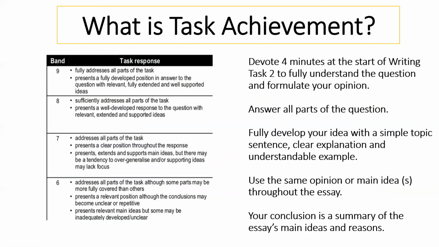So wrapping up, what is task achievement? It means you're devoting 4 minutes at the start of writing task 2 to fully understand the question and formulate your opinion. So take about 4 minutes to do that before you create your vocabulary and your structure. Answer all parts of the question. So if it's a problem solution essay, answer the problem, explain the solution. If it's agree, disagree, explain why you agree or disagree and give 2 reasons.